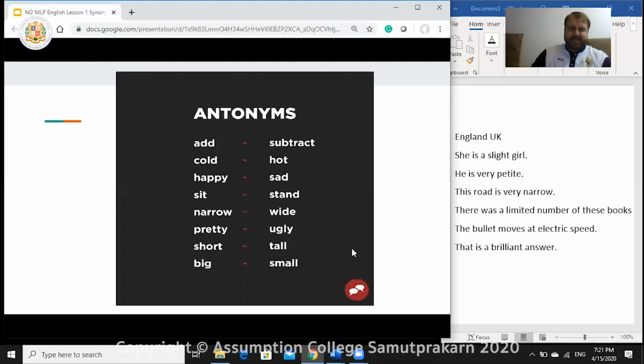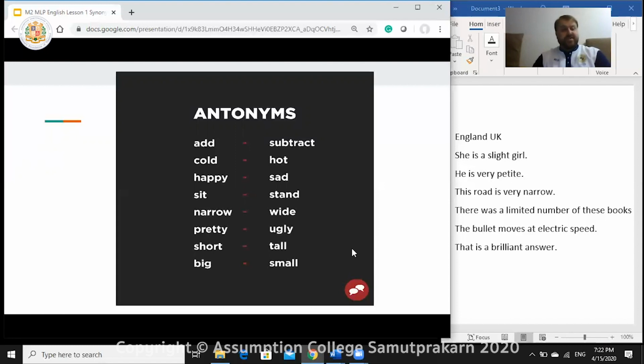So in mathematics, to add, plus, 2 plus 2, to add 2, to subtract, take away. They are the opposites. Add and subtract, they are the opposite of each other. That means they are antonyms. Hot and cold, we just said. Happy and sad. To sit and to stand. The verbs, to sit down, to stand up. The opposite. Antonyms. Narrow and wide.